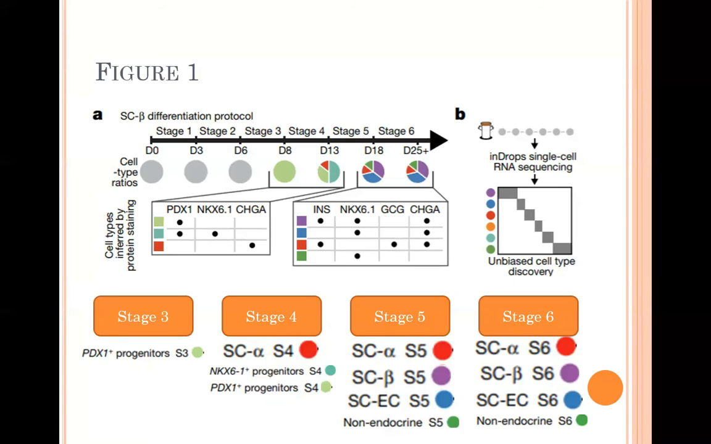So in figure A, the cell populations are shown through different colors. And you can see that in sort of a pie graph of what percentage of the population they are. And they are identified through different markers. For instance, this light green marker is a PDX1 progenitor and has the PDX1 marker. And this purple marker is an SC beta cell and has the INS, NKX6.1 and CHGA markers. As you can see in this diagram below, here are the major cell groups identified at each stage based on those markers.